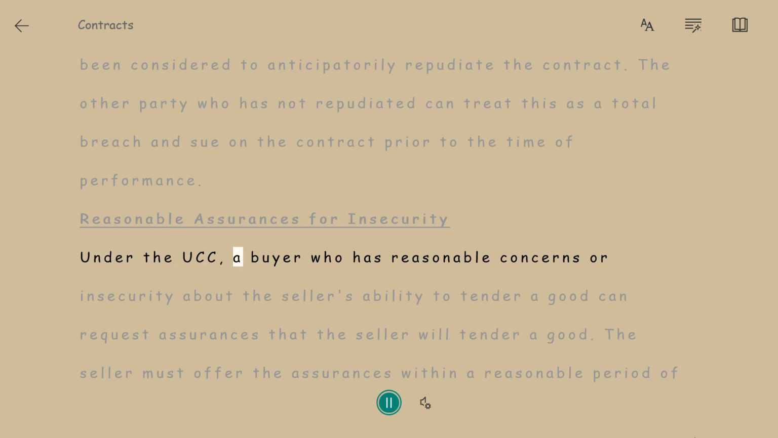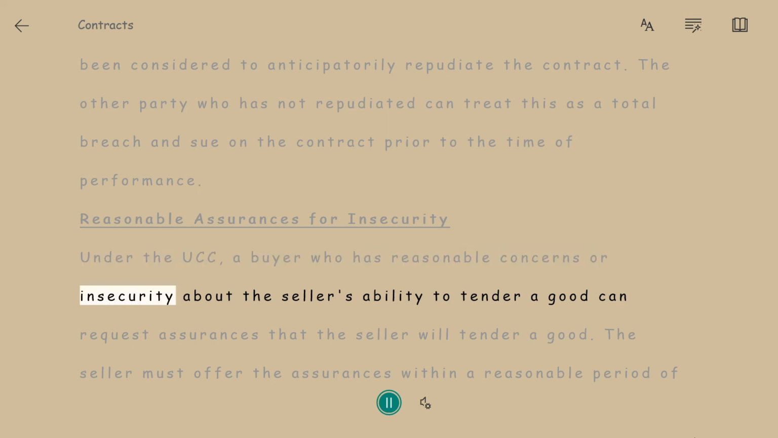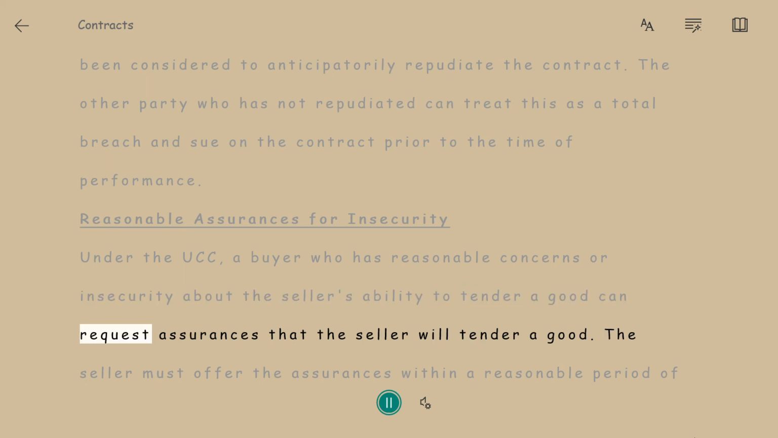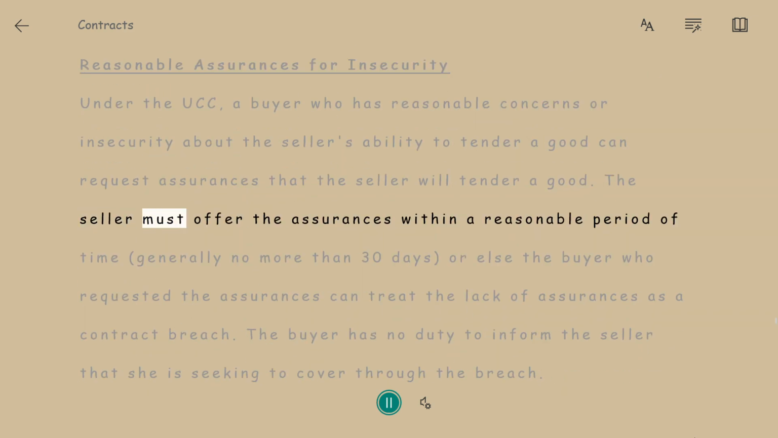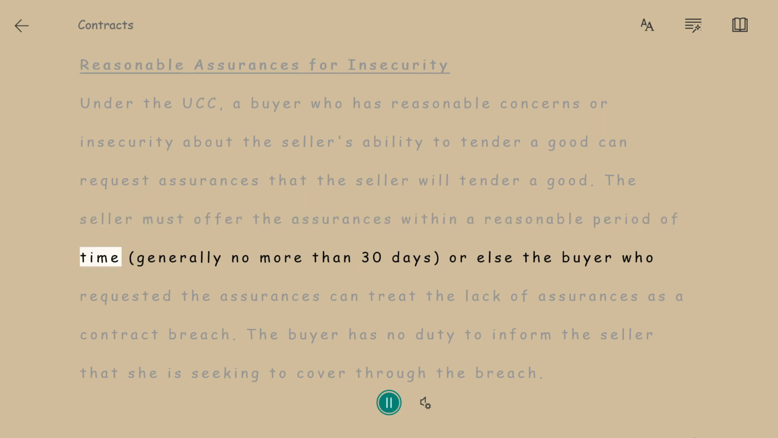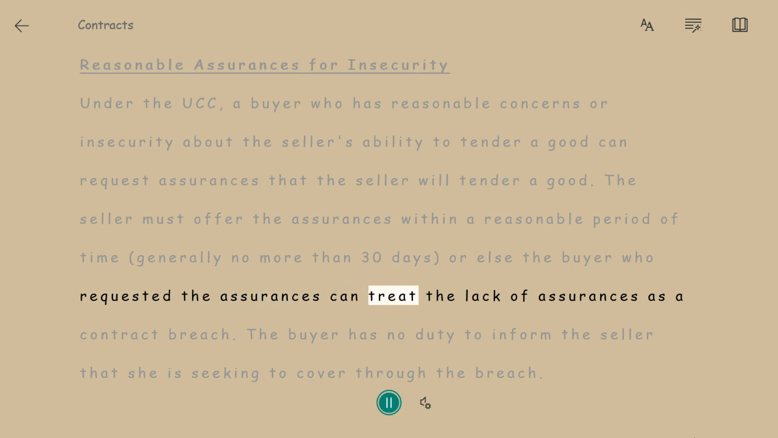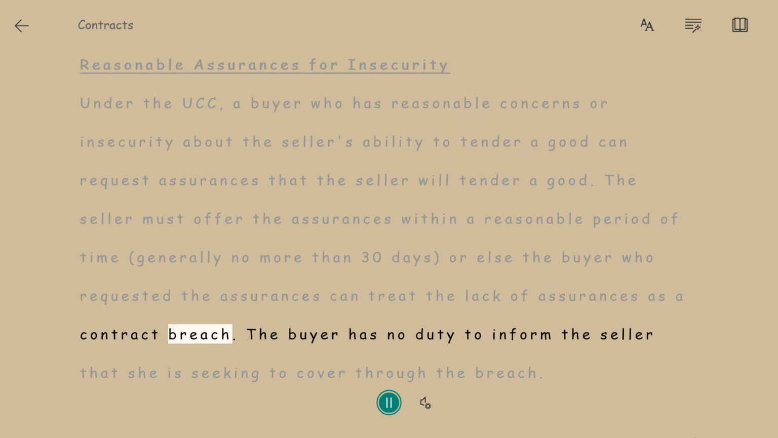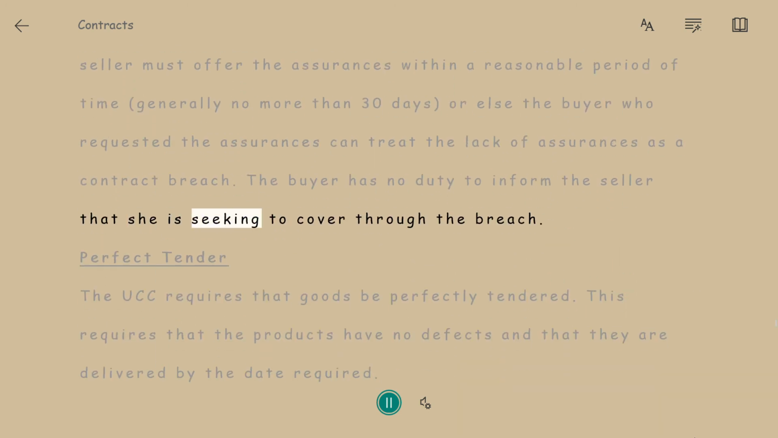Under the UCC, a buyer who has reasonable concerns or insecurity about the seller's ability to tender a good can request assurances that the seller will tender a good. The seller must offer the assurances within a reasonable period of time, generally no more than 30 days, or else the buyer who requested the assurances can treat the lack of assurances as a contract breach. The buyer has no duty to inform the seller that she is seeking to cover through the breach.